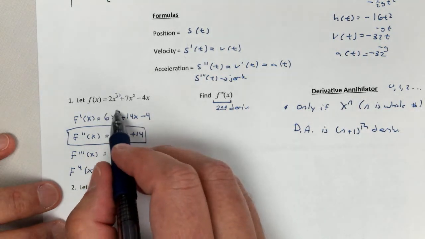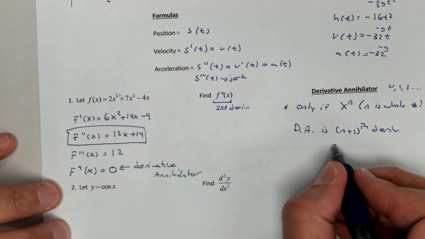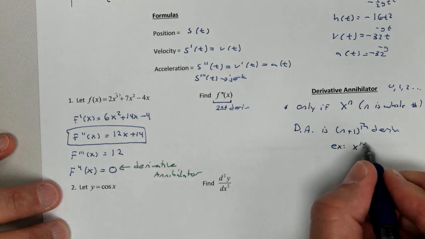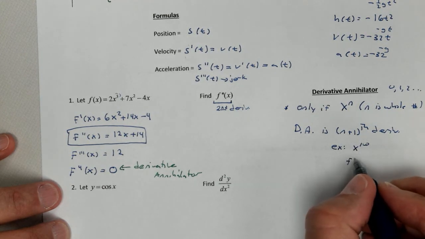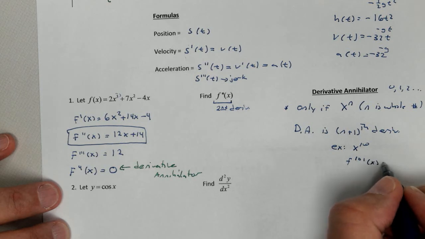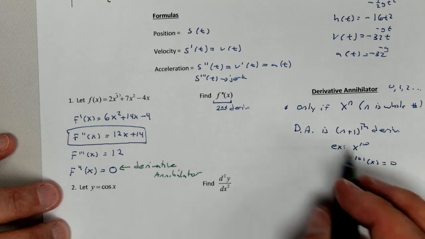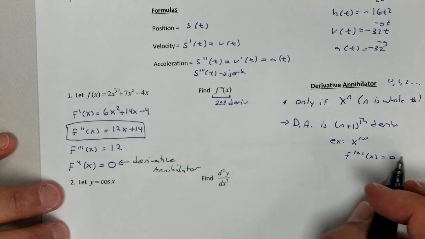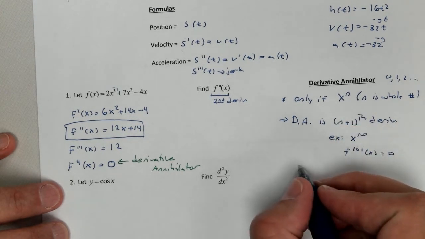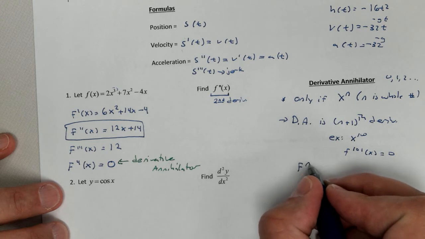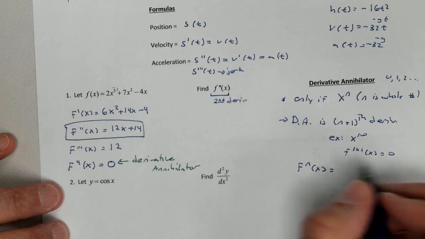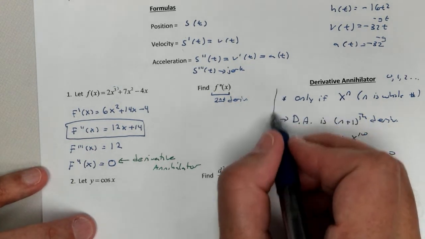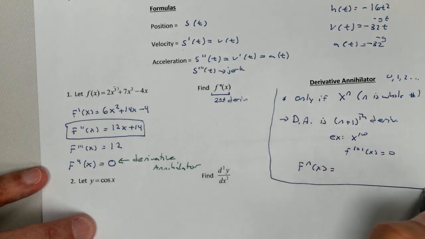So if I had x to the 100, we're saying that the 101st derivative is going to become 0. So that's one little tidbit. But it also tells us something else. What would the nth derivative be? What would our nth derivative be? Well, that's another interesting little tidbit we can talk about here.